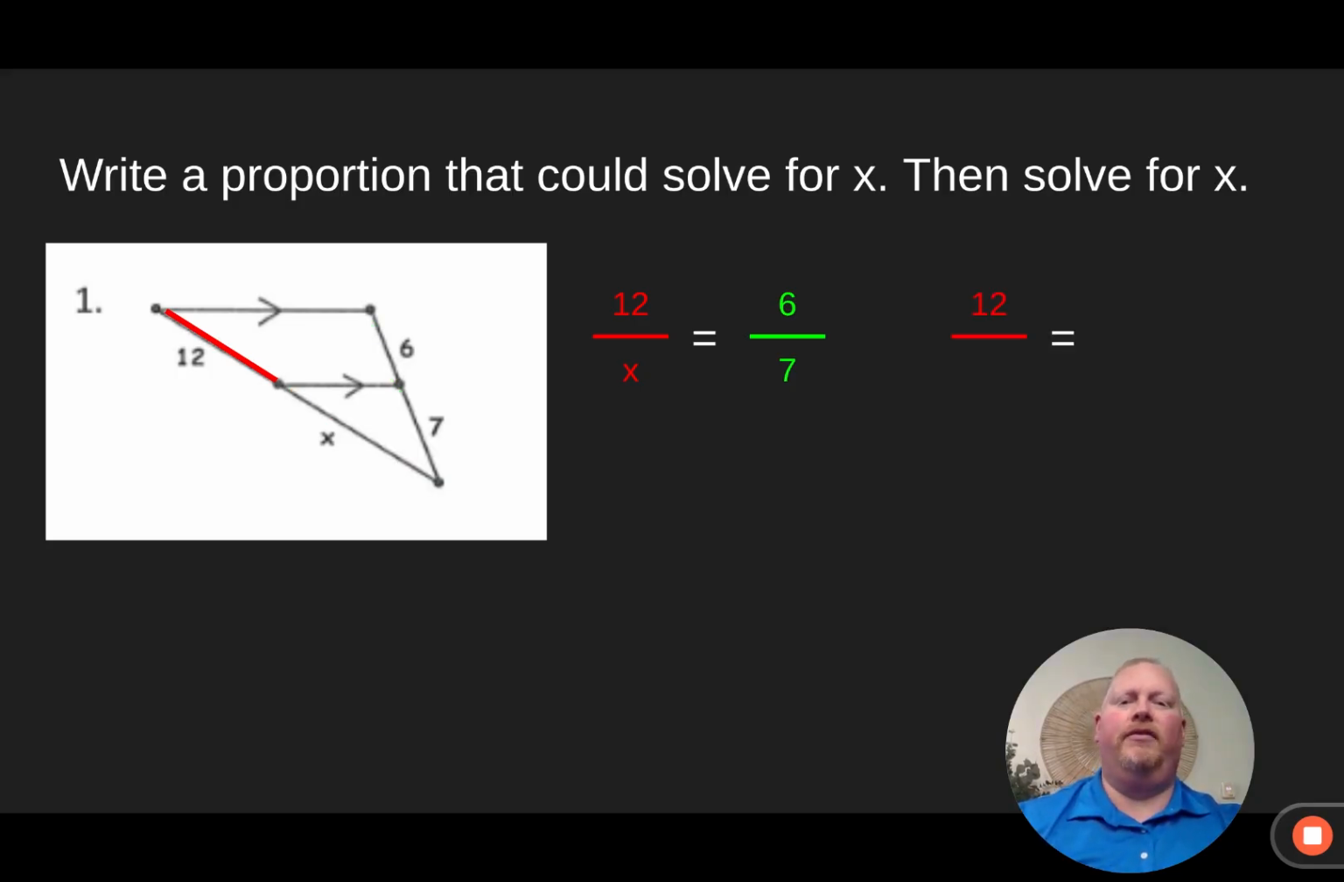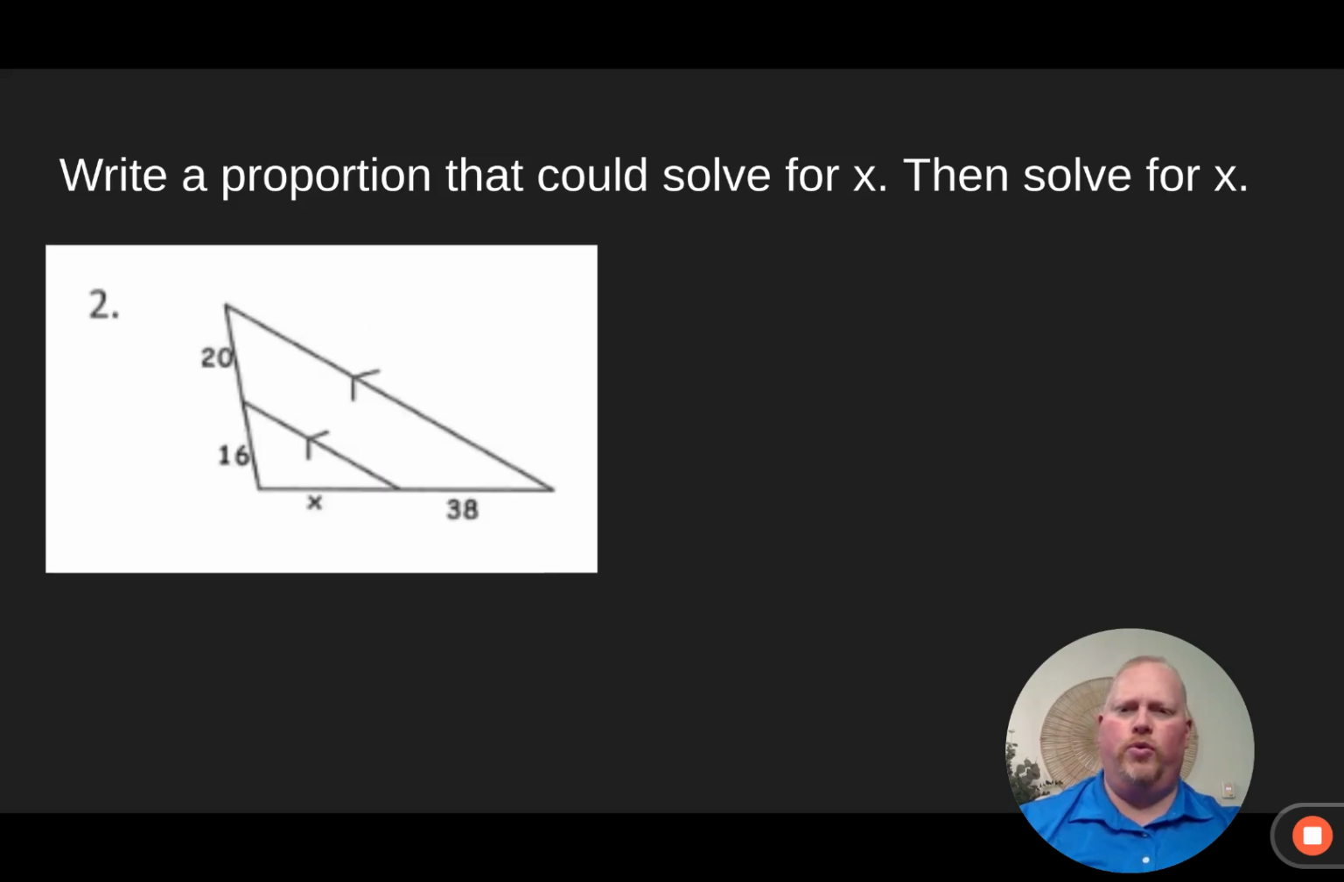What if instead of starting off and doing 12 over x, what if I did 12 over 6? Went from the left side to the right side. Well, then if I do the same thing down below, left side over right side, I would get x over 7. That's also a good proportion. So no matter which way you set it up, you're going to cross multiply. And you're going to get 6x equals 84. Do a quick division. You get x equals 14.